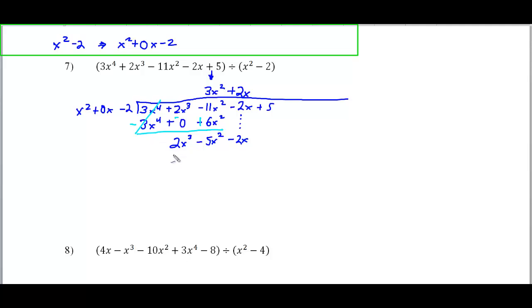So 2x times x squared is 2x cubed. So x and x squared makes the x cubed. 2x and 0, well, it just makes 0. And 2x times negative 2, that's going to be negative 4x, like that. And then we switch to a new color.